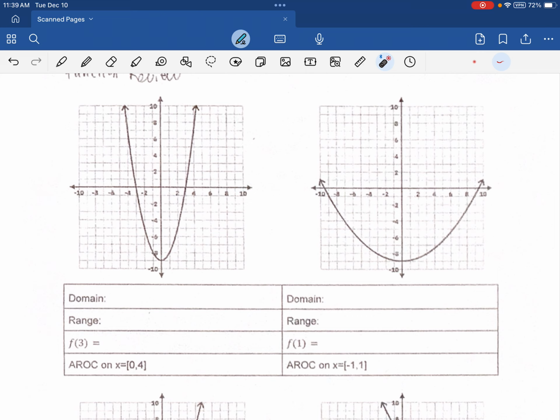Remember, the domain is everything, like how far to the right and how far to the left does this line go, all of the x values. Remember, the x-axis is right here. But the way I remember it is I say, okay, how far to the right does this line go, and how far to the left does this line go?